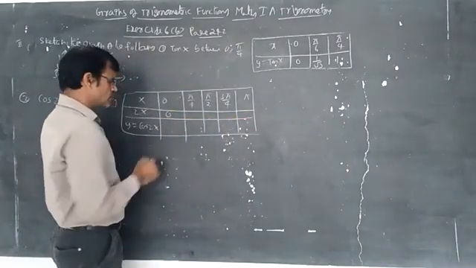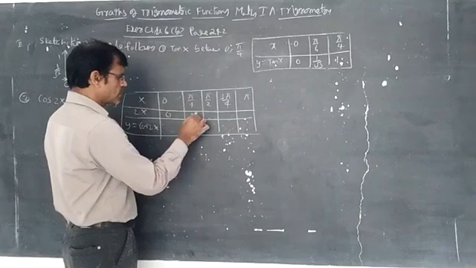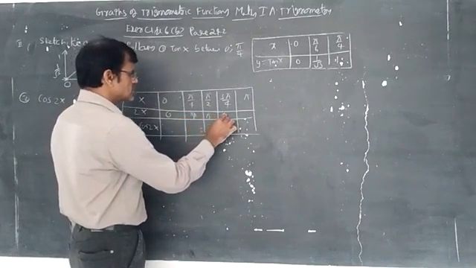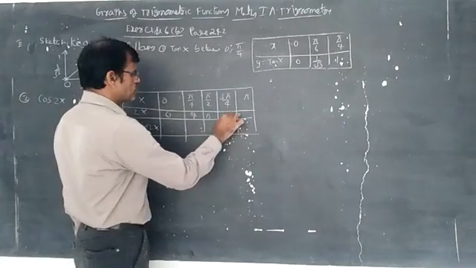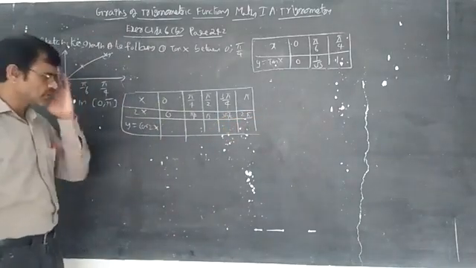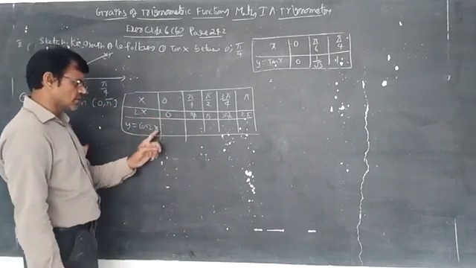2 into 0 becomes 0. 2 into pi by 4 becomes pi by 2. Then pi, then 3 pi by 2, and this is 2 pi. I said the values here for y equal to cos 2x.